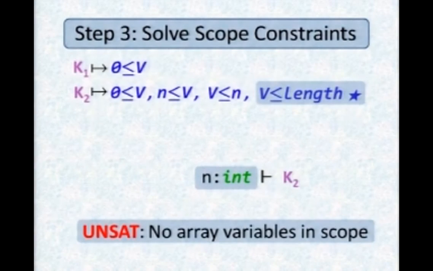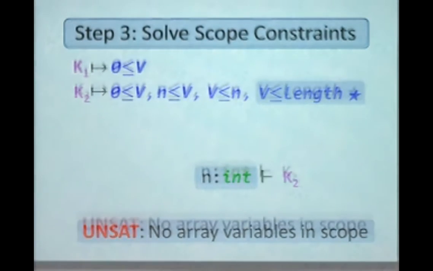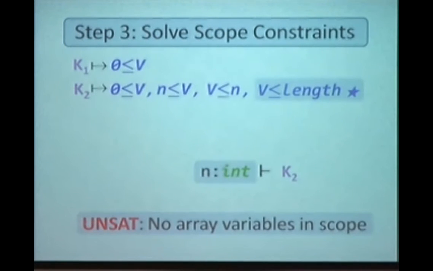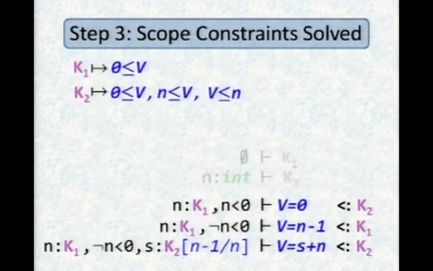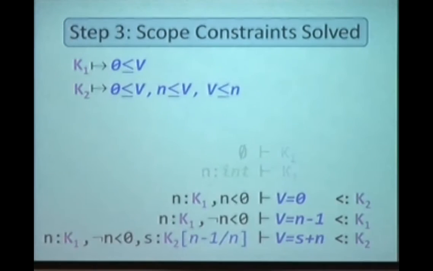And now when I come here, I'm allowed N in the environment, but N is not an array. So I can't instantiate star with N. It doesn't make sense. V less than length N doesn't make sense. So I nuke it. Okay, so that's it. So at the end, I've solved the two scoping constraints. These are the only qualifiers left standing.